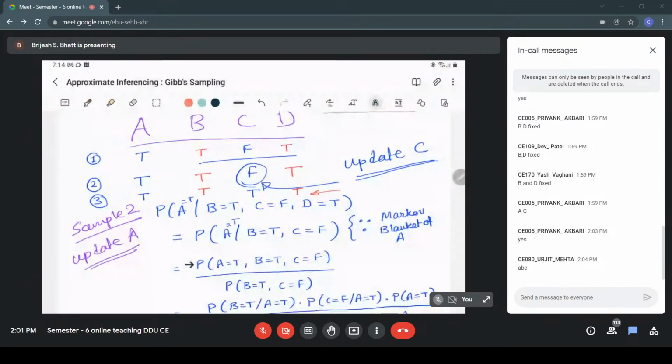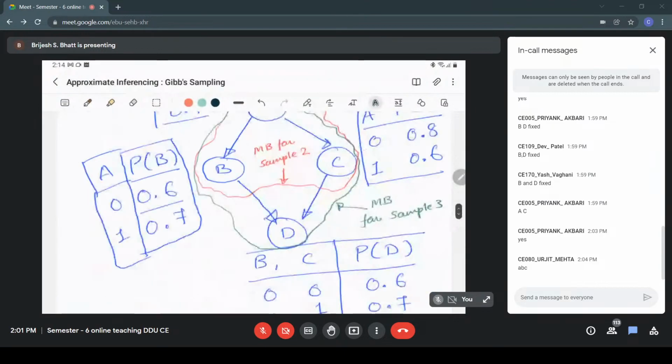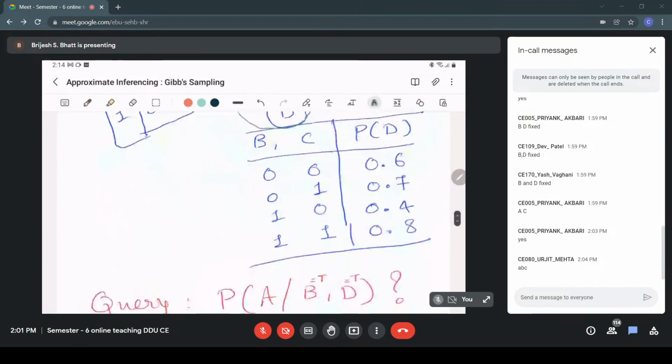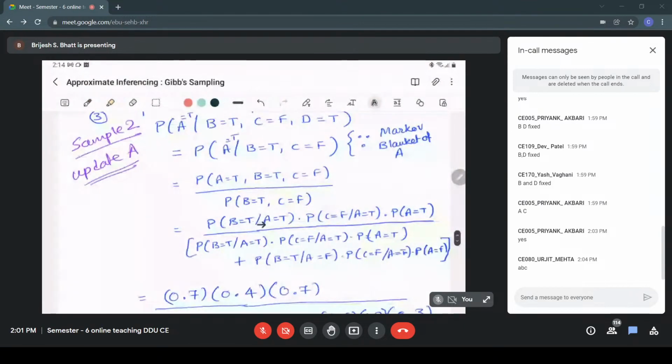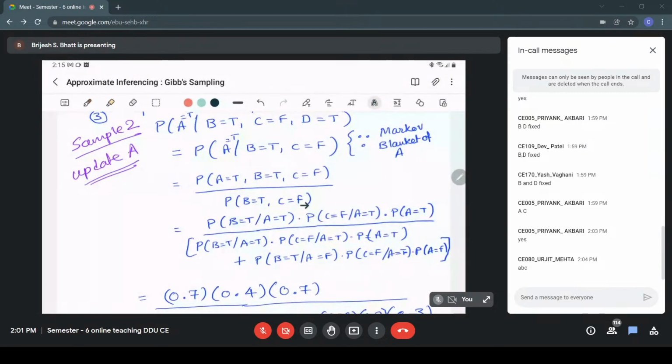And we know this subgraph of A, B, C. How do you calculate this probability? The joint distribution of A, B, C is probability of B given A into probability of C given A into probability of A. Right? So this is the probability: probability of B given A into probability of C given A into probability of A divided by probability of B and C, where we want to marginalize over A.